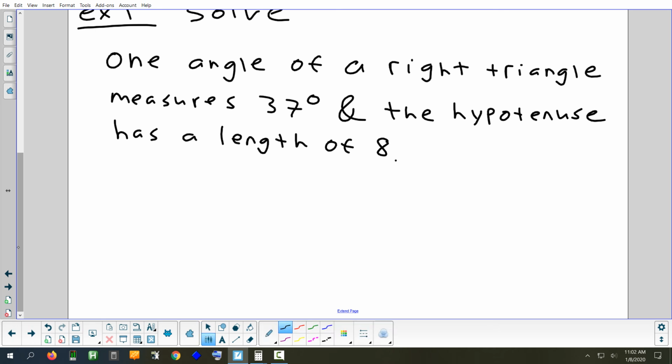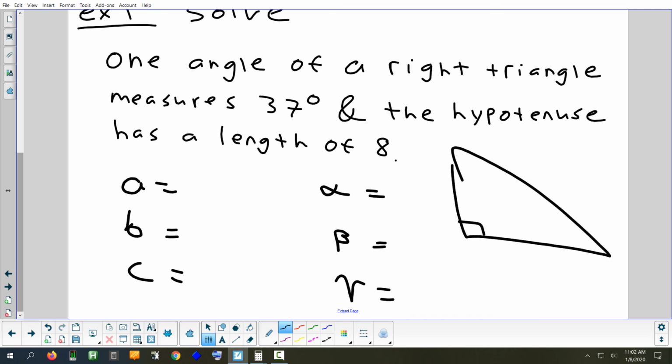So the first thing that I usually do is I set up a table. Just write down A, B, C. Those are my 3 sides. And then alpha, beta, gamma. Now we're going to draw a diagram, and then we'll start to fill information in on this table. So there's my triangle. The hypotenuse, it says, is 8. So we got that. It says one of the angles is 37.